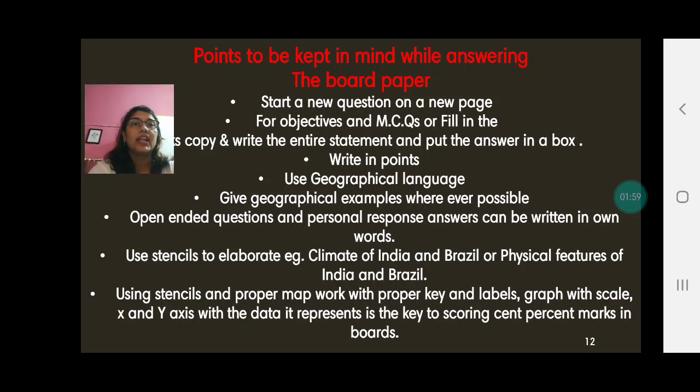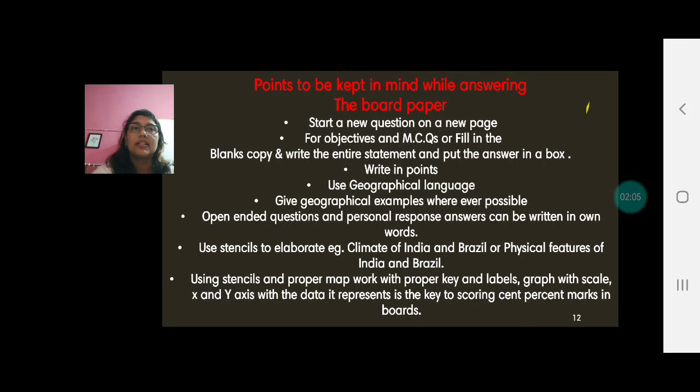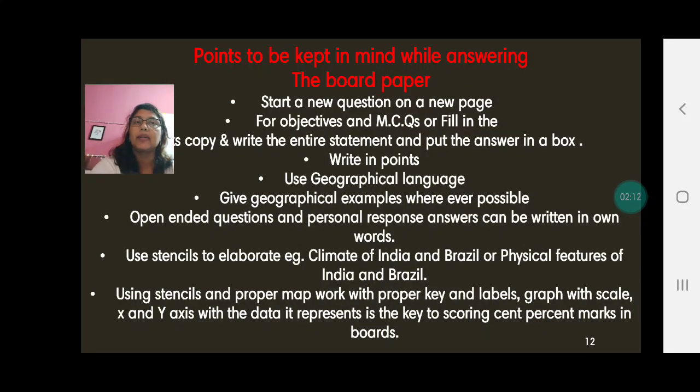For objectives, MCQs, fill in the blanks, you need to copy the whole statement. Do not just write the answers. For objectives, write the whole statement. For match the columns, write A and write the correct answer in column B, right in front of the question, that is right in front of the match. Find the proper match and write it properly.